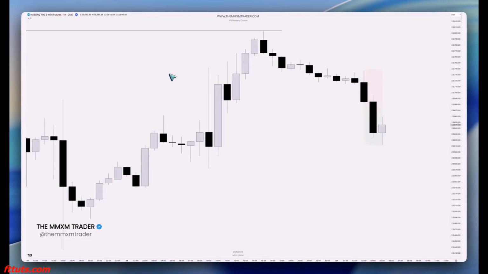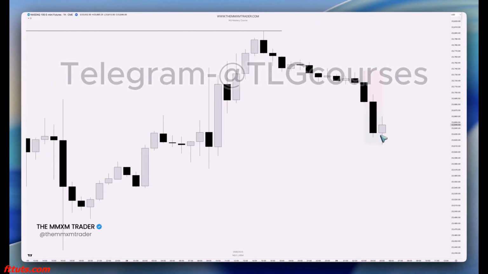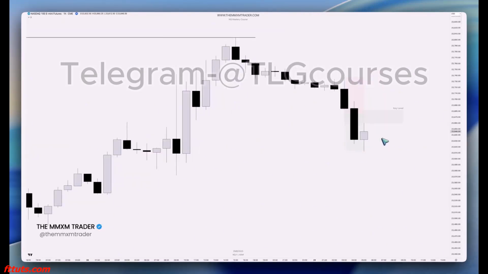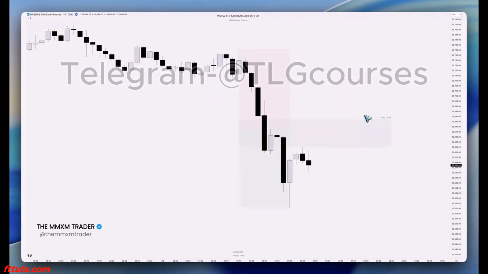This is very recent price action from NASDAQ. We have this small dealing range here, and a fair value gap is formed here. So we have a key level. It's also in a premium part of it. Now, just take a second here. Don't deprive yourself of the learning. Just take a second, and what do you see here?